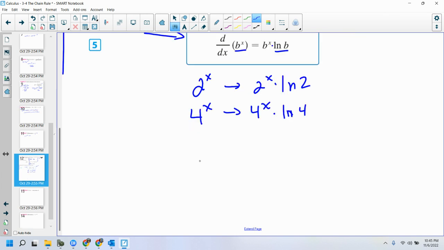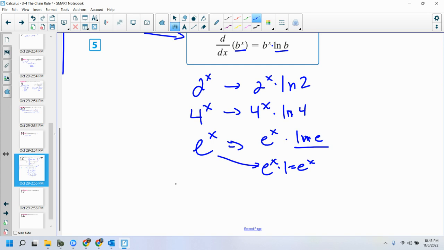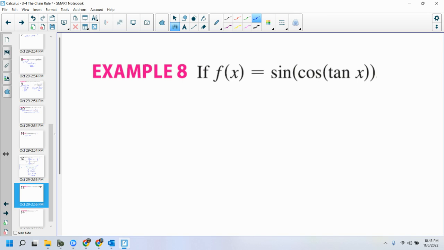And now think about it. The derivative of e to the x would be e to the x ln of e. Well, what is ln of e? It's just 1. So e to the x times 1 is just e to the x. It's another reason why the derivative of e to the x is e to the x.